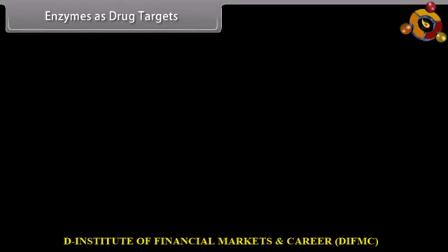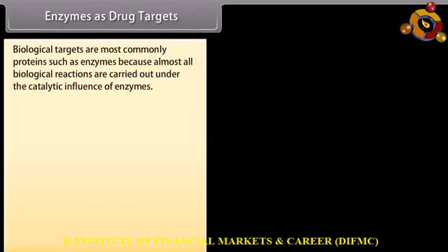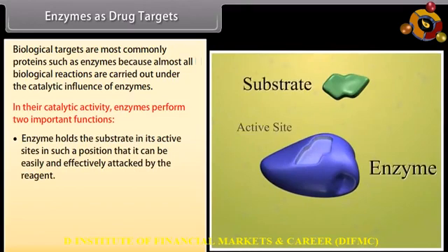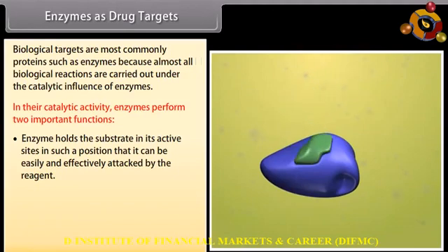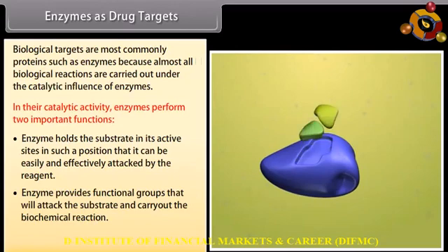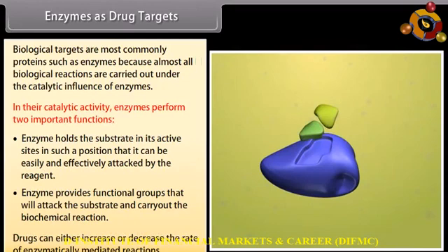Enzymes as drug targets. Biological targets are most commonly proteins such as enzymes, because almost all biological reactions are carried out under the catalytic influence of enzymes. In their catalytic activity, enzymes perform two important functions. Enzymes hold the substrate and its active sites in such a position that it can be easily and effectively attacked by the reagent. Enzymes provide functional groups that will attack the substrate and carry out the biochemical reaction. Drugs can either increase or decrease the rate of enzymatically mediated reactions.